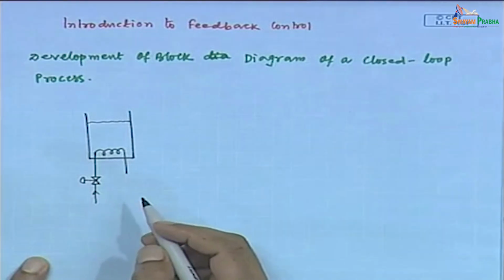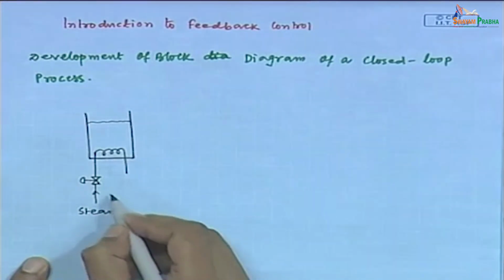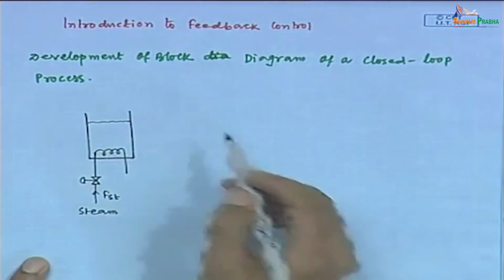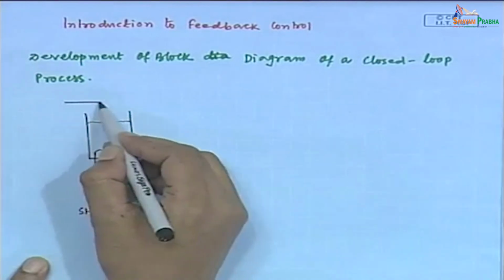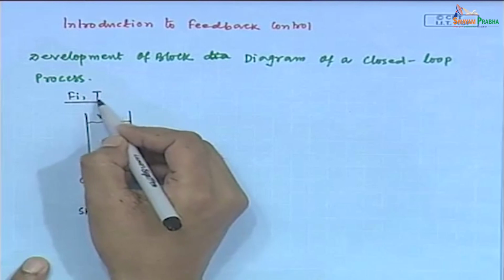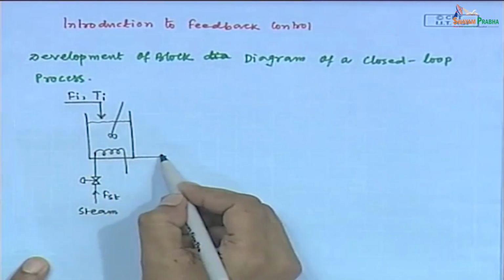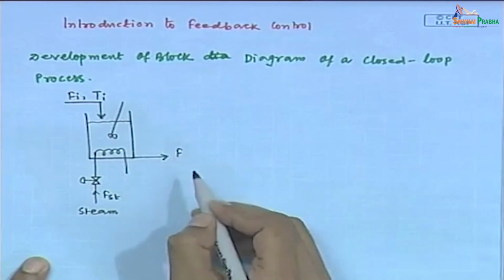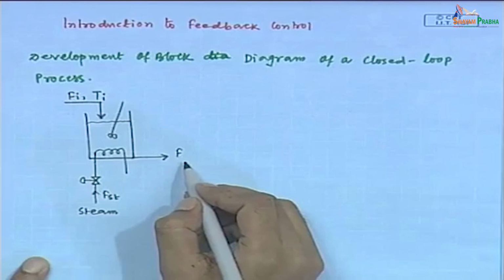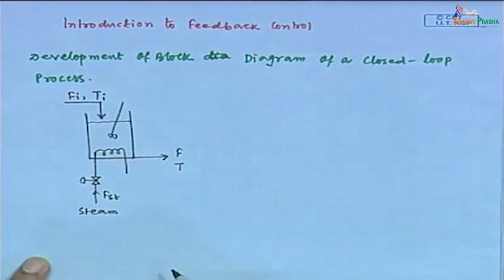Steam is introduced through this coil with a flow rate of FST. Input flow rate is Fi and temperature is Ti. Outlet stream is going out at the flow rate of F and temperature T.